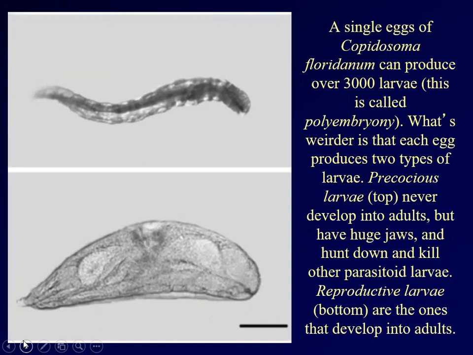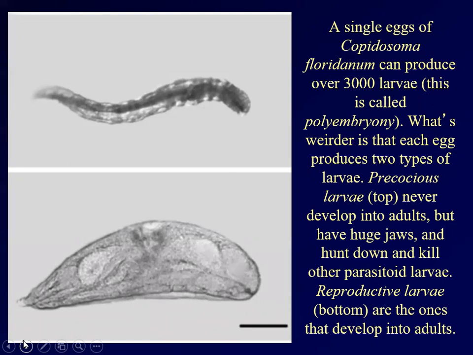A single egg of Copidosoma can produce over 3,000 larvae. That's called polyembryony. And what's weirder is that the 3,000 embryos or larvae that all come from one fertilized egg are not identical. I'm not sure how it works, but this is clearly a case of phenotypic plasticity, because of the 3,000 embryos that are genetically identical, they'll develop into two radically different phenotypes.